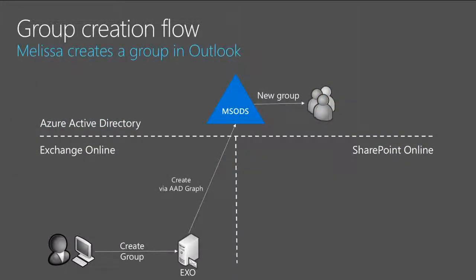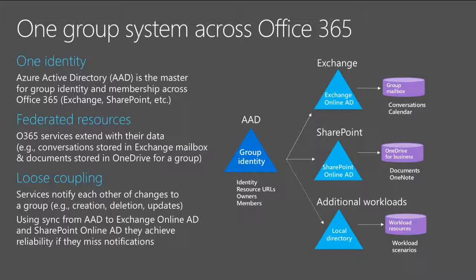Our second point is federated resources. Groups use a model where each service can extend the group data set with data that is pertinent to the individual services. So in addition to the identity information that's available by default in Azure Active Directory, take, for example, Exchange Online. Exchange Online creates a group mailbox. That's a tremendous amount of information and a lot of capabilities that Exchange adds to the group experience. That provides conversations as well as calendar services to the group.